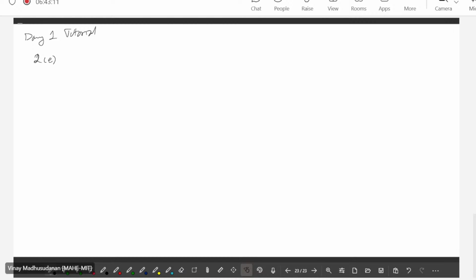Problem 2E. H and K are finite subgroups of a group G. Then what is the cardinality of the set HK? Or in fact, the expression is given, you just have to prove that that is the cardinality.